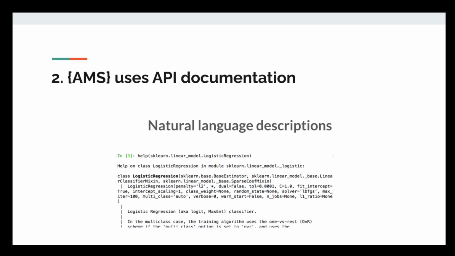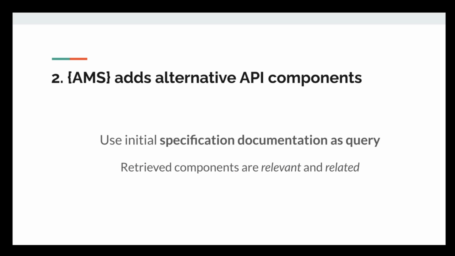To do this, AMS relies on API documentation. So it uses information retrieval over natural language descriptions of each of the components to identify those that are related. For example, in this case below, we'll see the natural language description for scikit-learn's logistic regression. Using the initial documentation for components in the original specification as a query, we can retrieve components that are relevant, related, and can be used to substitute those in the original specification.